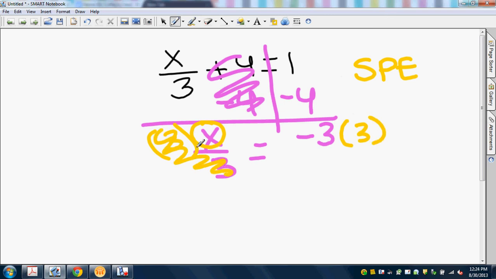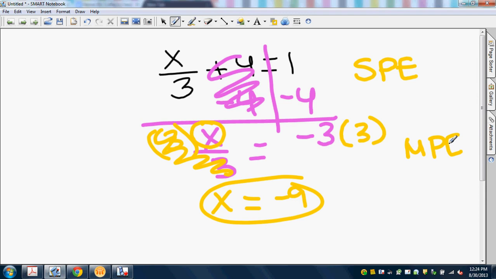My 3's over here cancel out. 3 over 3 is equal to 1. And 1 times x is x. So that's why I'm able to just cancel them out. So then I'm left with x is equal to negative 9. Oh, and I forgot to write, because I multiplied here, we used the multiplication property of equality. Okay?